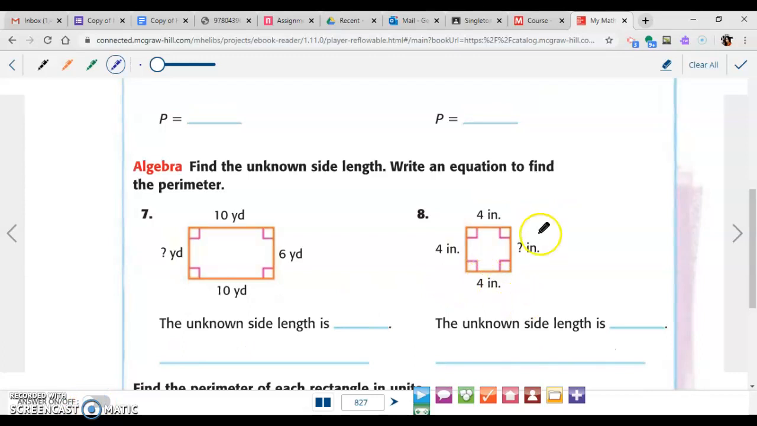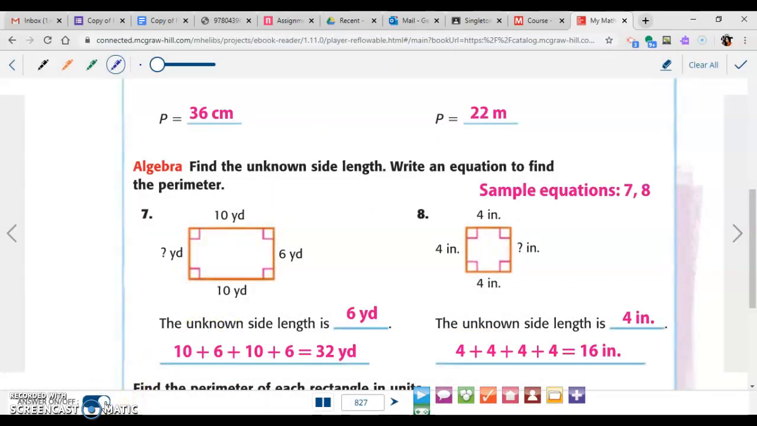Over here, this is a square, 4, 4, 4, 4, right? The unknown length is going to be 4. Now, as far as the equation, you can say 4 plus 4 plus 4 plus 4 equals 16, or 4 times 4 equals 16. I'm not sure which one they're going to pick. Let's see which one they chose. They just did the adding. 4 plus 4 plus 4 plus 4 equals 16. Okay, simple enough, I hope.